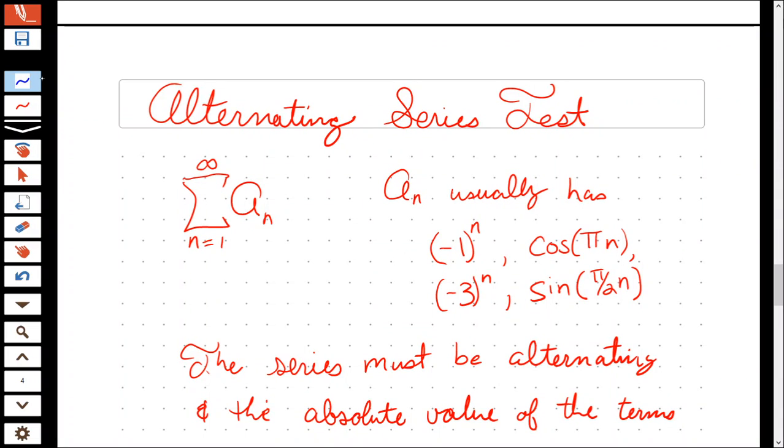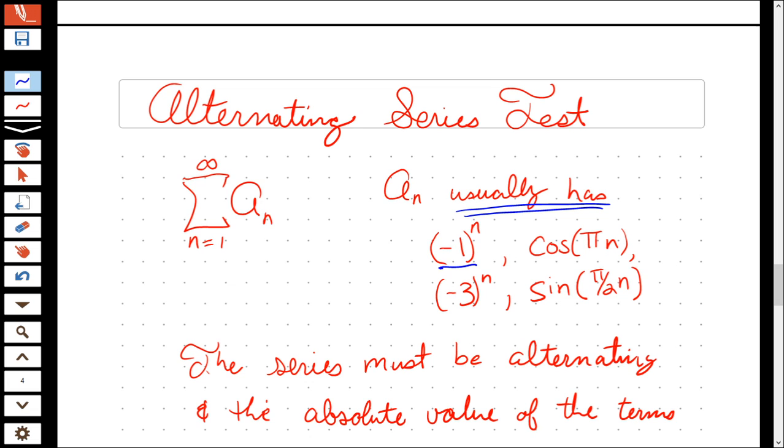Alright, so today I'm going to be talking about the alternating series test. An alternating series is a series where each term alternates from positive to negative, and so on. It usually has one of the following factors within the general term.